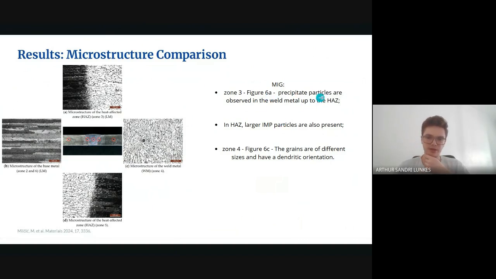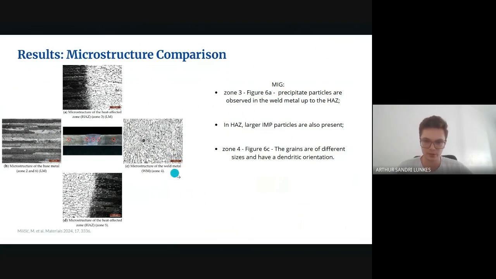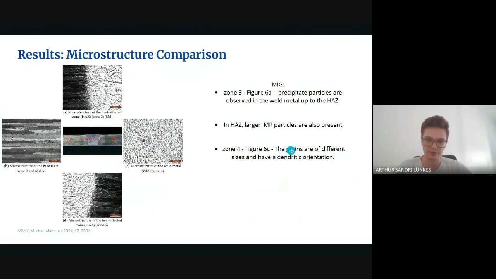Precipitated particles are observed in the weld metal up to the heat affected zone. This figure 6A is this one here. In the heat affected zone, large particles are also present. This one is number 3, and number 5. Then there is number 4, in the middle, in the weld zone, this one here. We have grains of very different sizes and identical orientations, okay?